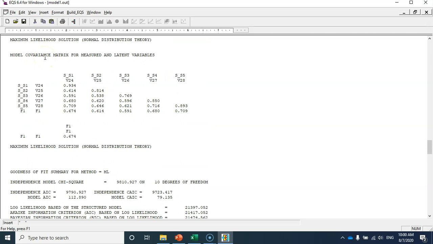And after that, you can see the model implied covariance matrix. This is the matrix that is compared with the sample covariance matrix, and the discrepancies will be displayed in the residual covariance matrix.